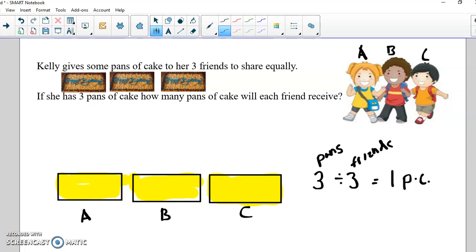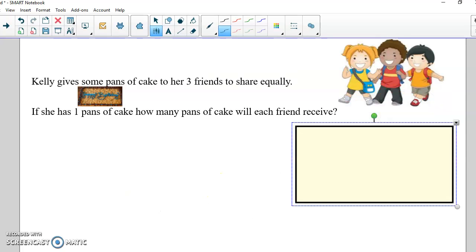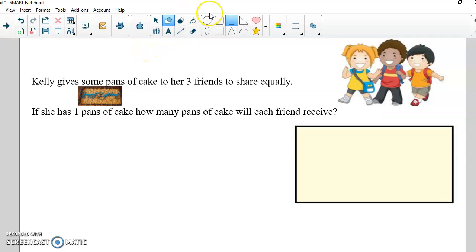Let's keep going with this idea of Kelly making cake and giving it to her friends. Okay, so in this one, Kelly still has some cake, and she wants to share them equally with her 3 friends. If she has 1 pan of cake, how many pans of cake will each friend receive? So let's think, what's different about this one? Well, in this problem, we only have 1 pan of cake. So let's draw what we know. Well, we know there is 1 pan of cake. So I have my 1 pan.